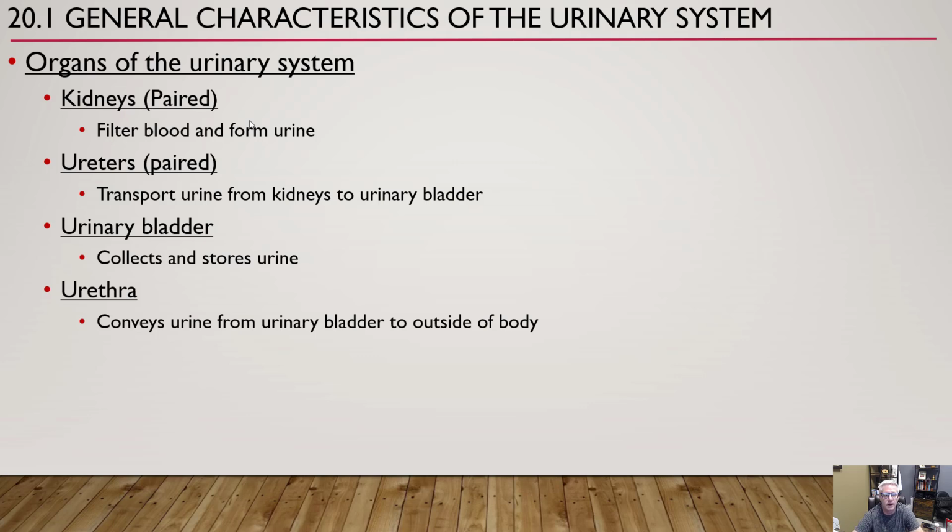We have the ureters. From there, the urine is going to drain down into the ureters. We have two ureters that drain from each of the kidneys, and they connect into the urinary bladder. And of course, we only have one bladder. And that's where we store the urine.